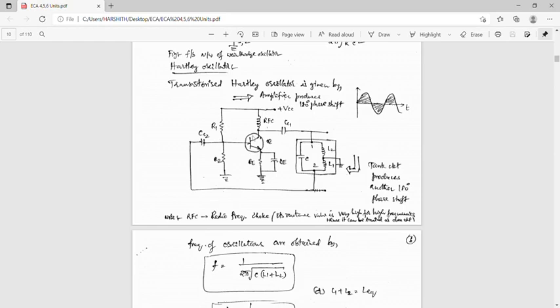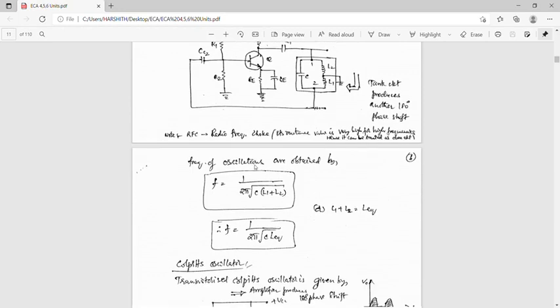In this, the CE configuration is used, so the emitter is common between input and output. R1 and R2 are the biasing resistors and RFC is the radio frequency choke. RE is the biasing circuit resistance and CE is the emitter bypass capacitor. CC1 and CC2 are the coupling capacitors. L1 and L2 reactances are in series, in parallel with the capacitance. This is the tank circuit.